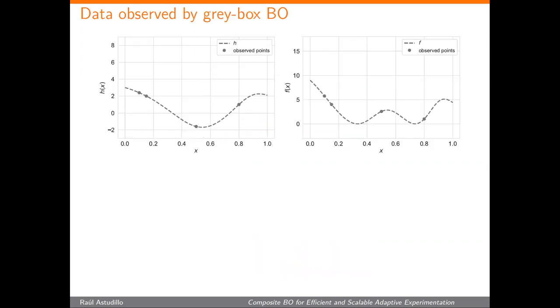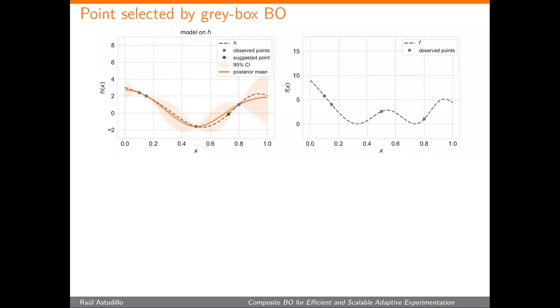Now let's see what an approach that has access to observations of the inner function h will do. Here we not only have access to observations of the objective function, we also have access to observations of the inner function h. Let me highlight a piece of information available to us from observing it. Observe that this function is negative around 0.5 and positive around 0.8. If this function is continuous, which is often the case, then there's going to be a point between these two points where h of x is equal to 0, and that corresponds to a global minimum of the objective function.